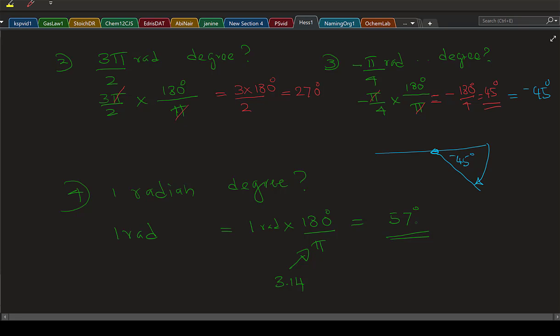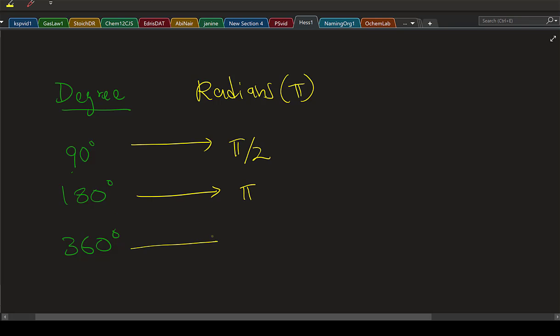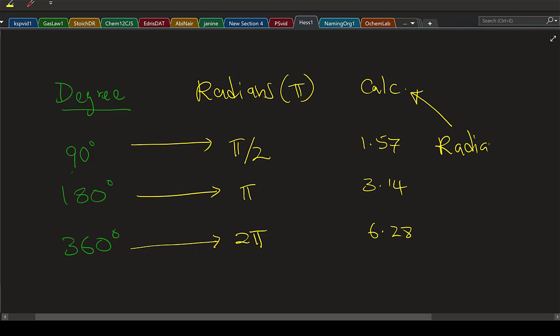Now another idea, good to know: the degrees that we know, 90, 180 and 360. What are they in radians? The radians are precise values from the Greeks. So 90 is half of a pi, 180 is 1 pi, and 360 is 2 pi, right? Now in the calculator, it will show you 90 is approximately 1.57, 180 is 3.14, and 360 is 6.28. So that's in radians, but these calculator values are approximate.